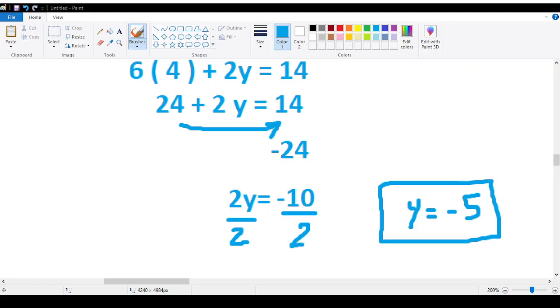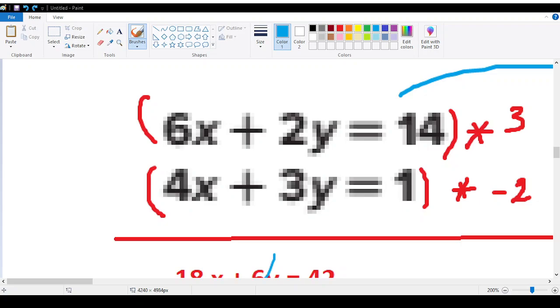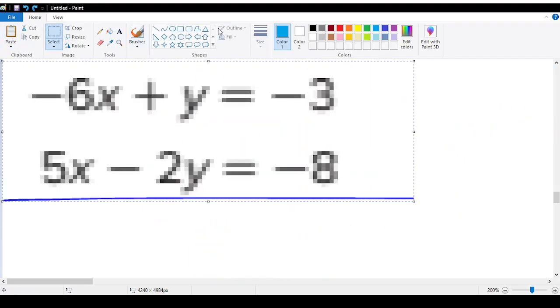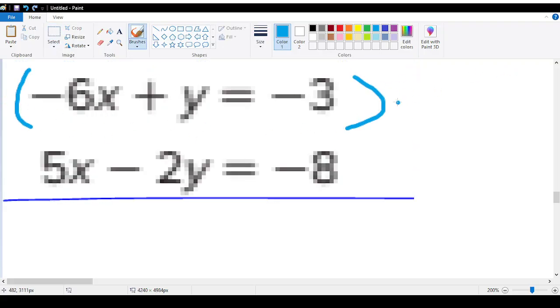Can you do this example alone? It's very easy. Can you do it? That's correct. Then we can add them. Okay, so this question needs just a little bit of work. Just multiply the upper one with 2. When we multiply it with 2, we can cancel out the y after that.